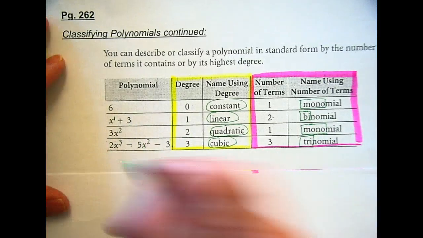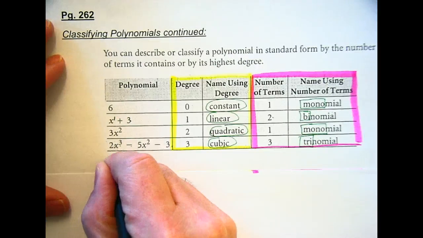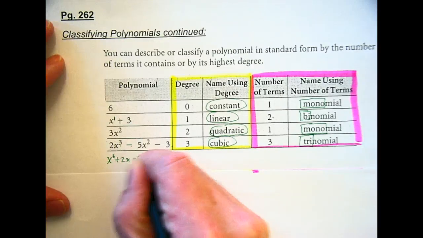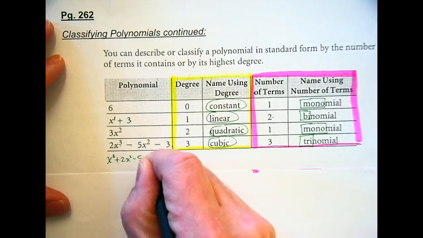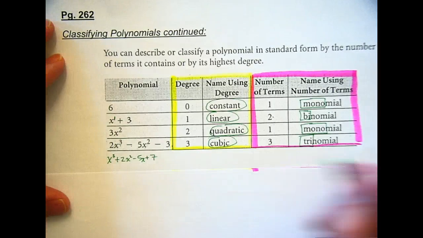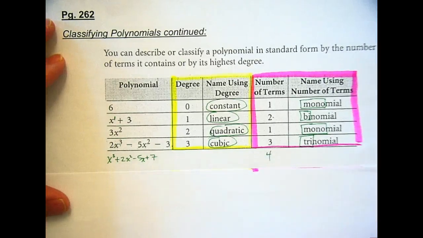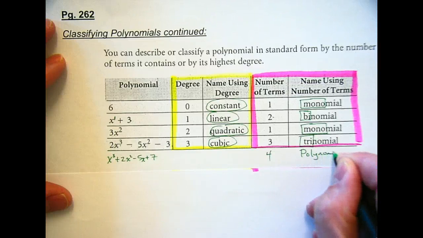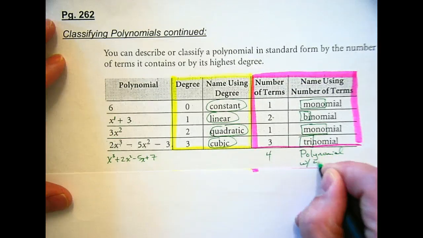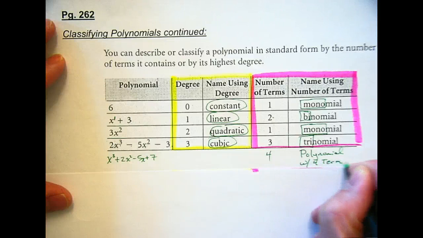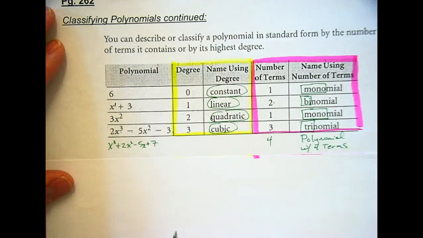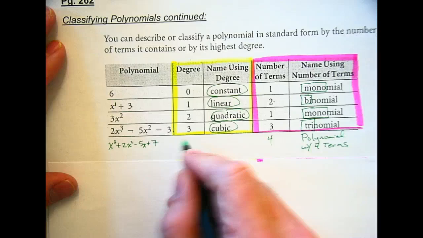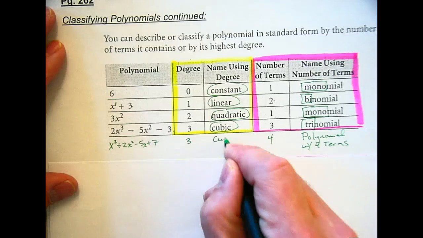Okay, so let's say we had one that was like x cubed plus 2x minus 5 plus 5, let's make that an x squared, 5x plus 7. So now I have 4 terms. 4 terms we call a polynomial. With 4 terms, we're not going to go any more specific there. Polynomial with 4 terms. All right? And this would still be, by degree, a cubic.